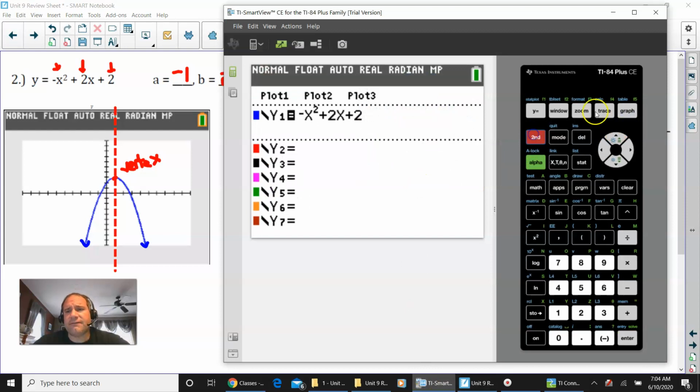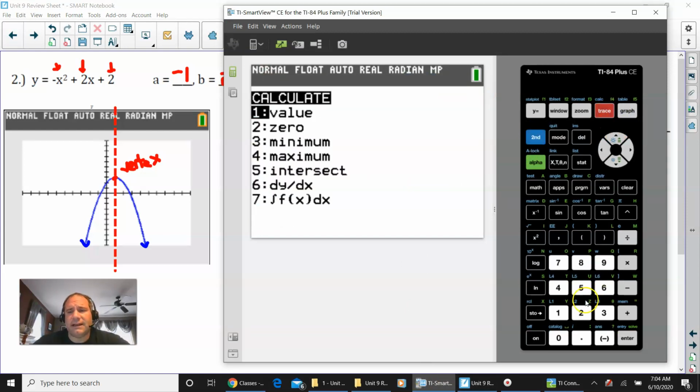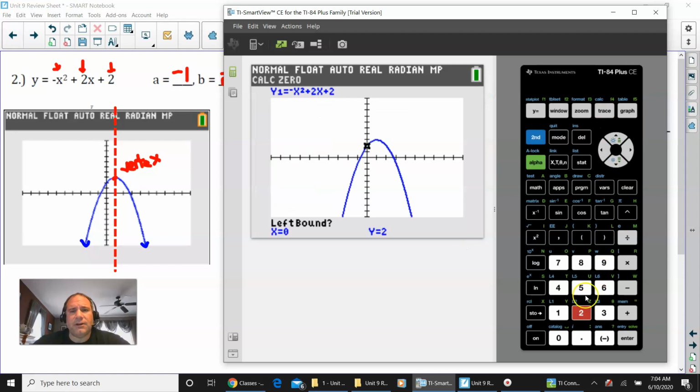So I'm going to press second function and trace and press 0. All right, so let's see, because these are not whole numbers, very difficult to do any other way. You press left bound, press enter. Move it to the right, press enter. And then a guess, which is right about there, press enter one more time, you get negative 0.73. Negative 0.73 is one of the x-intercepts. Hopefully you did that. Hopefully you'll be able to do that.